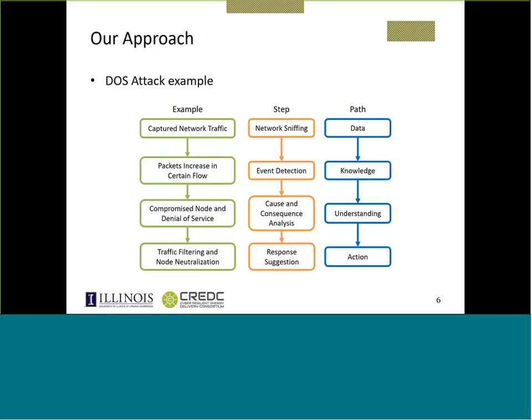After that, we conduct causality and consequence analysis, which helps us to turn knowledge into understanding. By that, we identify the DOS attack and infer that the cause is probably a compromised node, and the consequence is a denial of service. And finally, the response suggestions help us to turn understanding into action. So the suggestions of traffic filtering and node neutralization are provided to the operator.